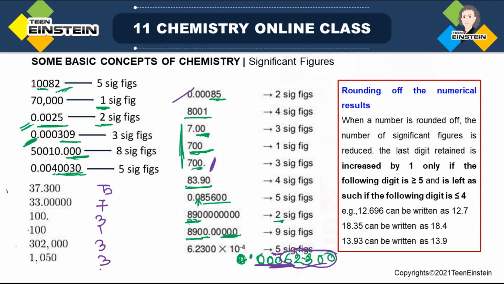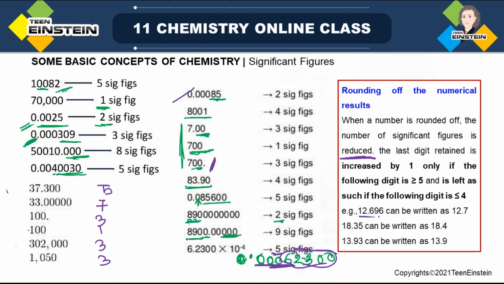Rounding of the numerical results. Sometimes, for the result that we get, there is a need to round off. You can also see in some integer type questions, it is mentioned in the question as an instruction to round off up to this decimal. So when a number is rounded off, the number of significant figures is reduced. The last digit retained is increased by 1 only if needed. Suppose it is mentioned rounding off up to 1 decimal, that is, after the decimal there should be only one number.